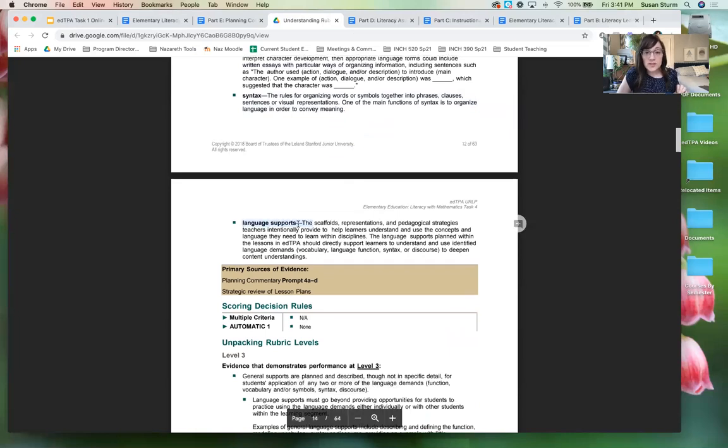Language supports are kind of what they sound like: the scaffolds, the representations, the strategies that you're intentionally using to help your learners understand the language. So some people get trapped and they want to repeat the supports that they're providing for their students that we already talked about in rubrics 2 and 3, those good, I'm meeting the goals of my IEPs, and I'm making this modification for my English language learners, and I'm making this modification for my students below grade level.